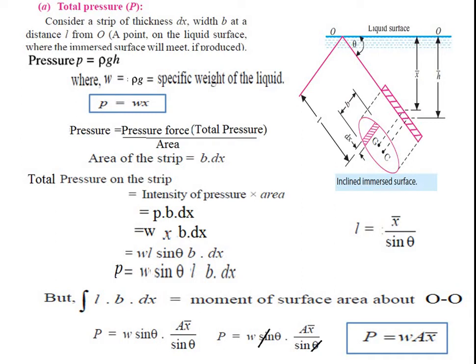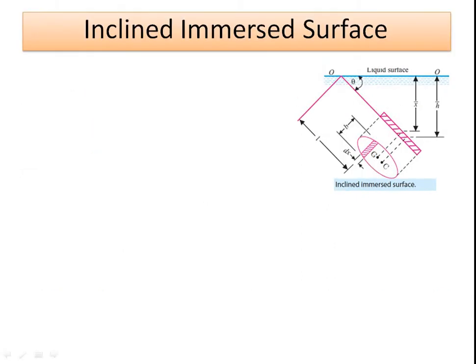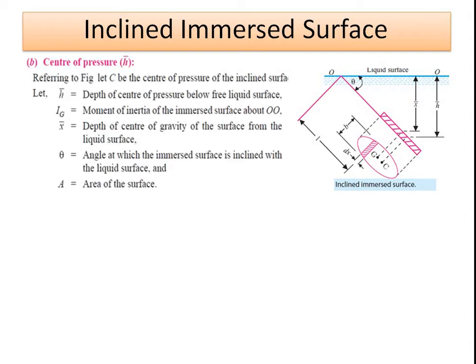This formula is similar to the formulas we studied previously, for when a plate is immersed vertically and when a plate is immersed horizontally. The intensity of total pressure P can be given as W into A into x bar. For the previous conditions also, we found the same formula for total pressure. Okay. Now we move forward to the calculation of the center of pressure, that is H bar.